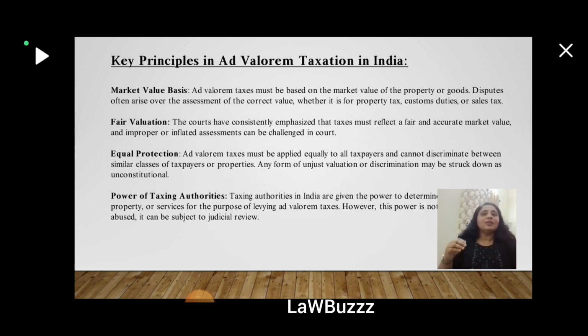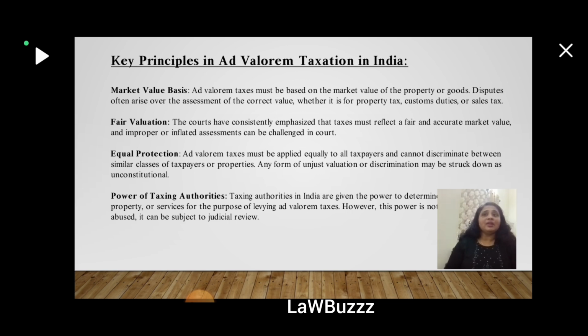It should not be like anything for anything. This is fair valuation. Equal protection. What this means: ad valorem taxes must be applied equally and to all taxpayers and cannot discriminate between similar class of taxpayers or properties. Any form of unjust valuation or discrimination may be struck down as unconstitutional.